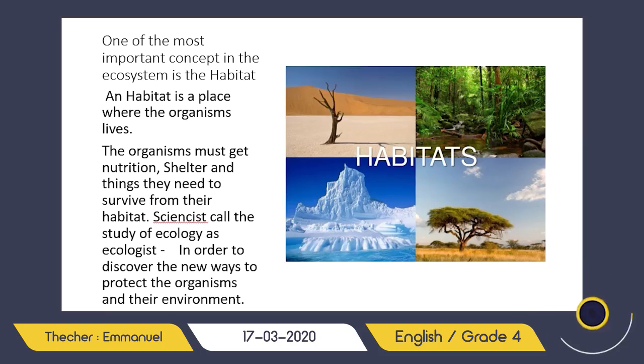One of the most important concepts in the ecosystem is the habitat. A habitat is a place where the organisms live. The organisms must get nutrition, shelter, and things they need to survive from their habitat.